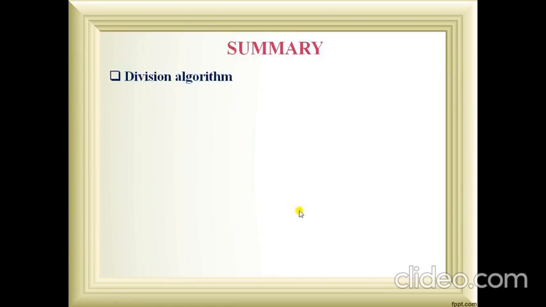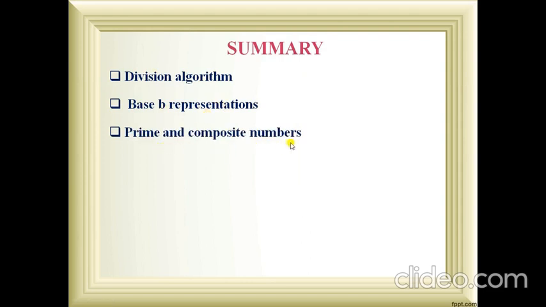So let us come to the end of this lecture. This ends this unit. In this unit, we learned about the division algorithm and base B representations, either binary to octal or hexadecimal, or hexadecimal to binary. We also discussed prime and composite numbers, how to find consecutive composite numbers and how to identify the prime numbers.